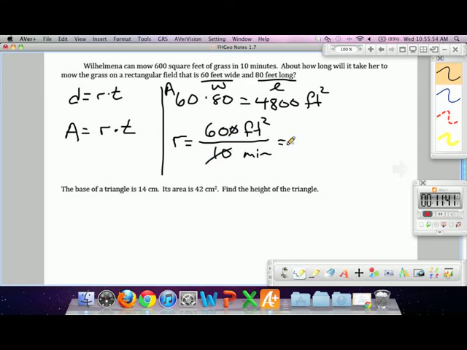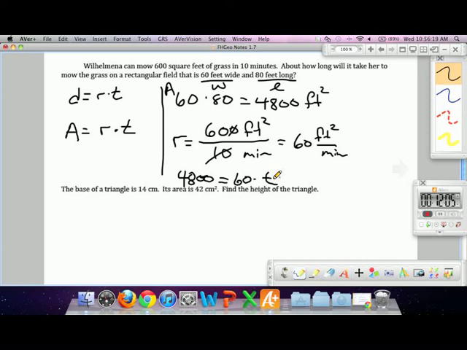So if you know the area that she's going to mow, you know the speed at which she can mow an area, then we should be able to find the time. Or you could say 4,800 should equal 60 times the amount of time. Divide both sides by 60, and you end up with time is 80 minutes.